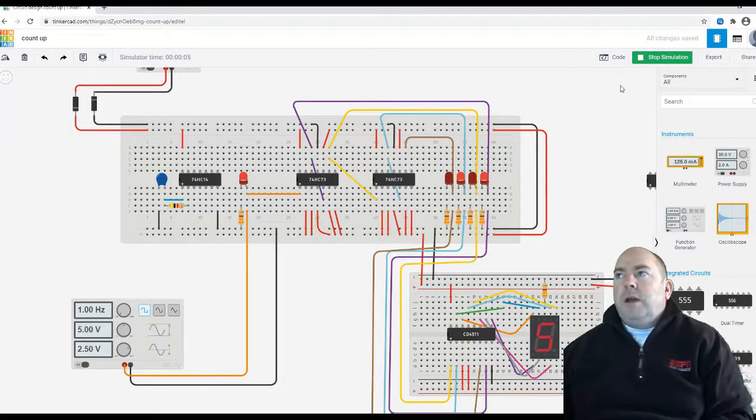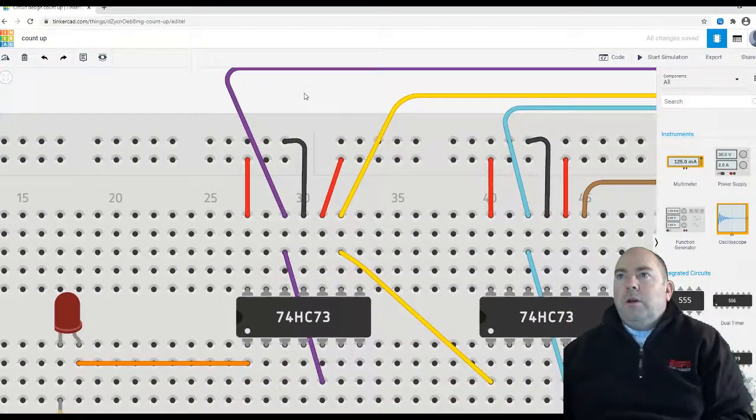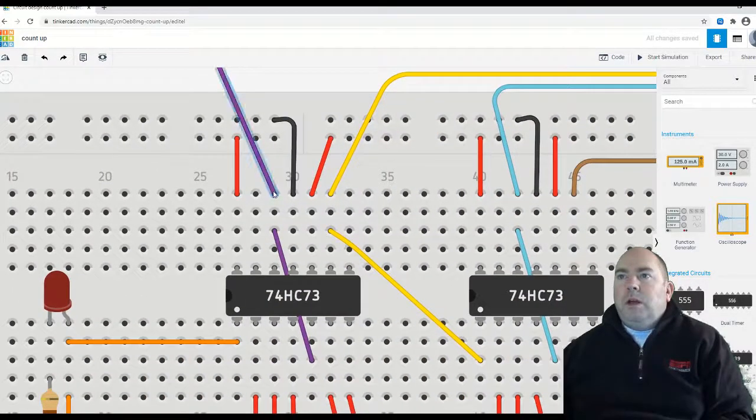So we want to count down. The difference between the count up and the count down is what runs the clock signal on the next flip-flop. Right now we say clock the next flip-flop if you have your output on the previous flip-flop on. For the count down, the difference is we're going to say clock the next flip-flop if the output is not on.